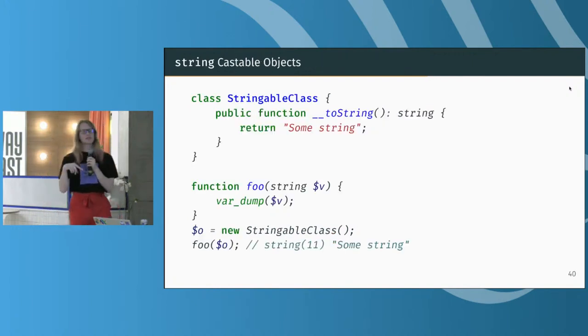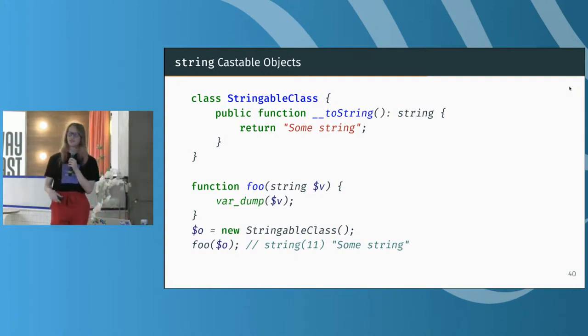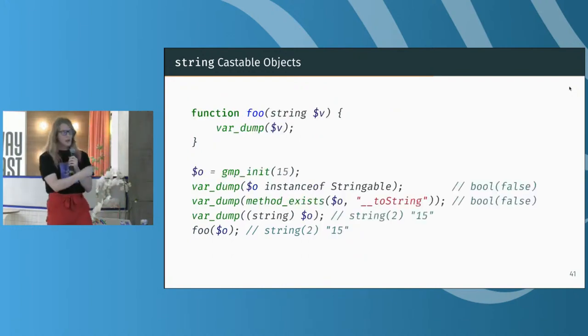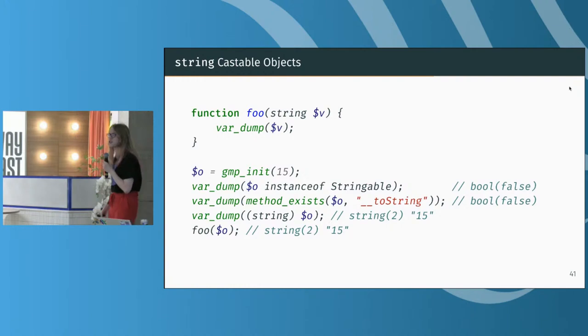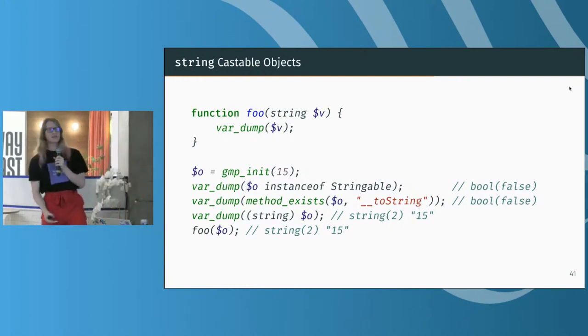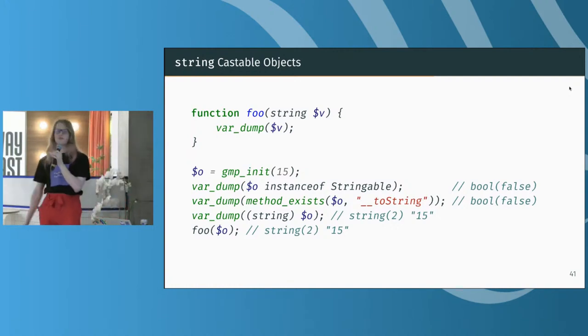Notice how I said string castable objects and not Stringable objects, Stringable being an interface which exists since 8.0, where a class which has a __toString method will get cast to a string and it works fine. Again, our lovely friend, the GMP extension, just decides to do it differently. It does not implement Stringable and does not have a __toString method, yet you can cast it to a string without any worries.